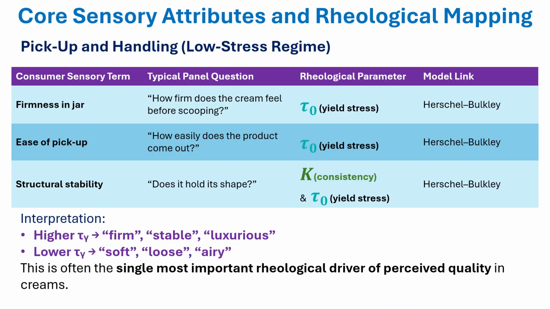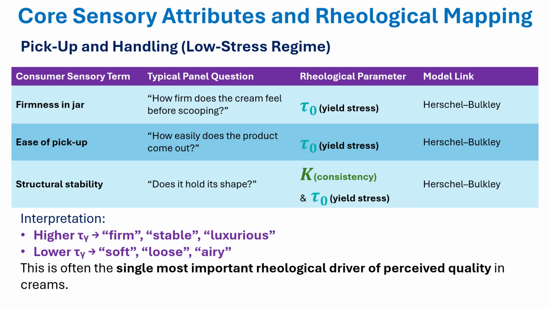Let's start with the very first interaction a consumer has with a cream, which is picking it up from the jar or container. At this stage, the product is under very low stress. There's very little movement, there's very little deformation. Consumers are not spreading this cream yet. Instead, they're just judging how firm it feels, whether it holds its shape, how easy it is to scoop out. These first impressions are extremely important because they strongly influence whether the product is perceived as high quality or poorly formulated. In sensory panels, this is where you hear words like firm, soft, stable, loose, luxurious.